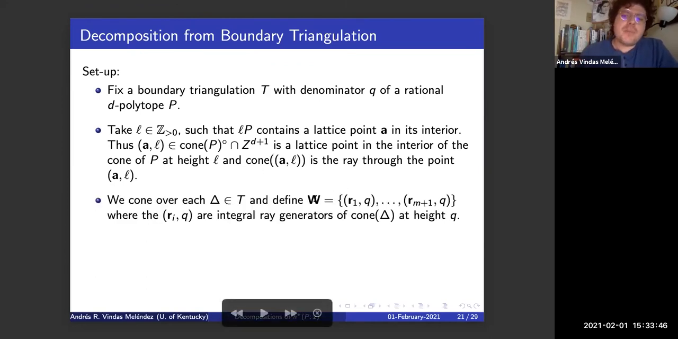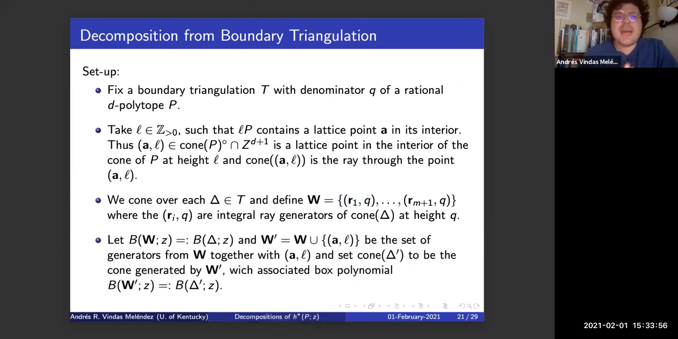Again, it's similar to the previous setup. I'm going to define my W to be the set of integral ray generators at height Q, okay? And the same business happens with the box polynomials, with one distinction: I'm now defining the box polynomial of delta prime. And so what is delta prime? I'm taking the box polynomial of the integral ray generators of W, which is just everything lifted at height Q, union that one integer point inside the cone that I've identified, okay?